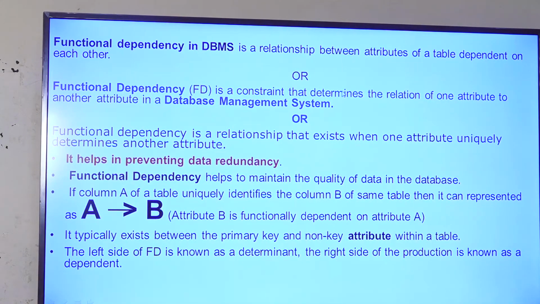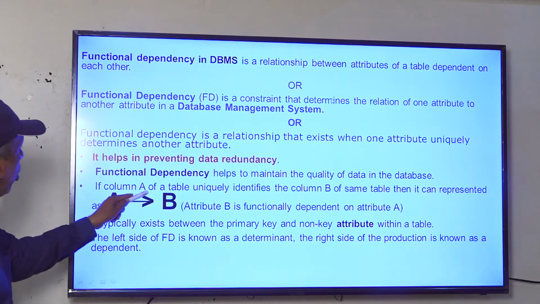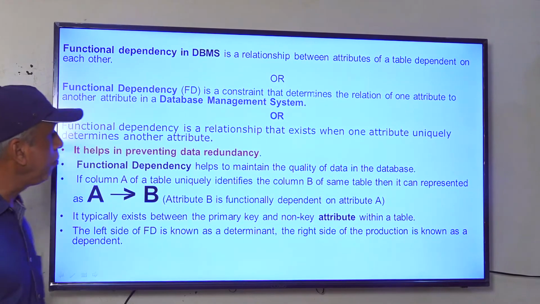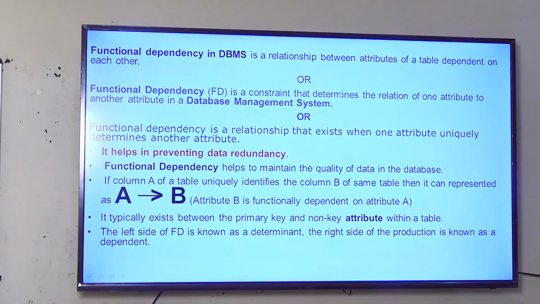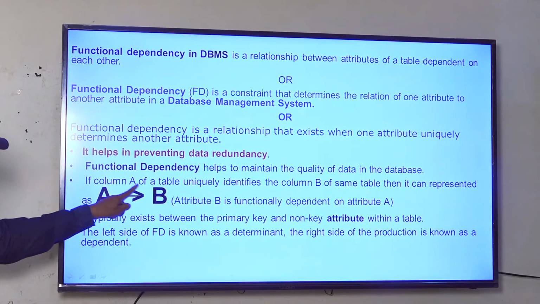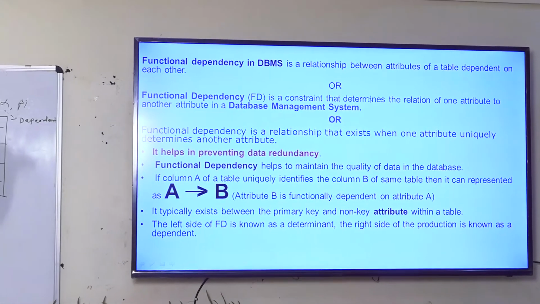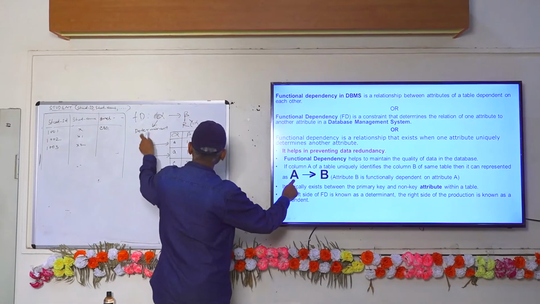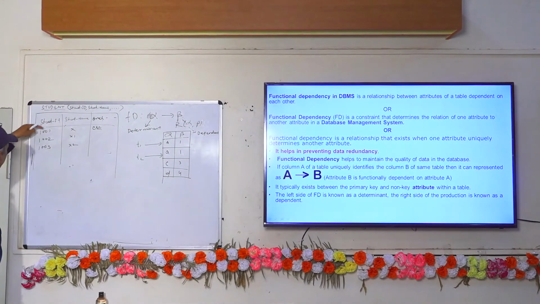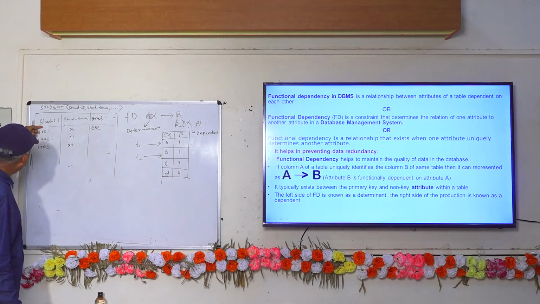Then this can be represented. Suppose from alpha to beta, that will be represented by alpha, an arrow, then beta. That is, if column A of a table uniquely identifies column B of the same table, then it can be represented as A arrow B, and B is functionally dependent on the attribute A. This exists between the primary key and non-key attributes within the table. The left-hand side of this symbol is called the determinant. This alpha is the determinant, or A is the determinant. In this case, student ID will determine the name of the student. So this is the determinant and this is the dependent. As per the data of the student ID, we can get the student name correspondingly.